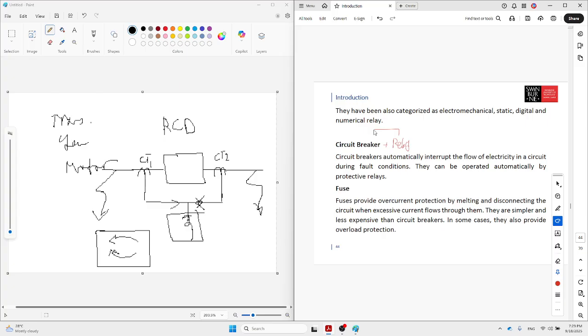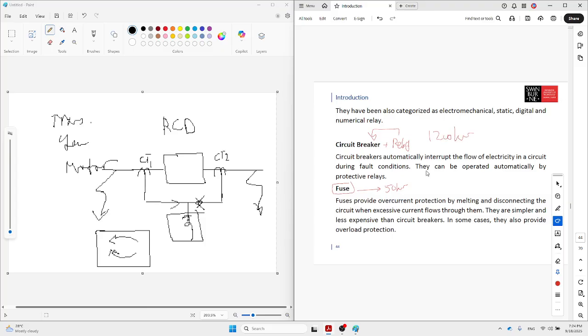Relays need a circuit breaker. Without a circuit breaker, they cannot operate. Or we must use a fuse. Have you ever seen any fuse? The fuse is an old-fashioned type of protection. What is the major difference between fuse and circuit breaker? Usually the fuse is used at lower voltage levels, not more than 50 or 60 kilovolts. But circuit breaker and relay can be used up to 1200 kilovolts.